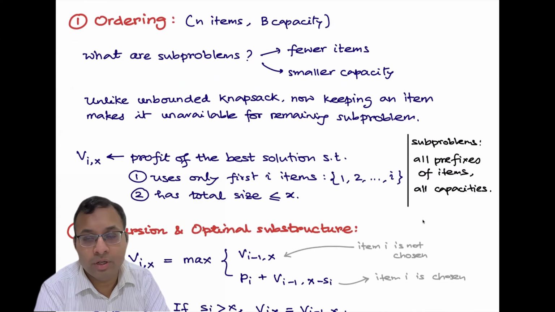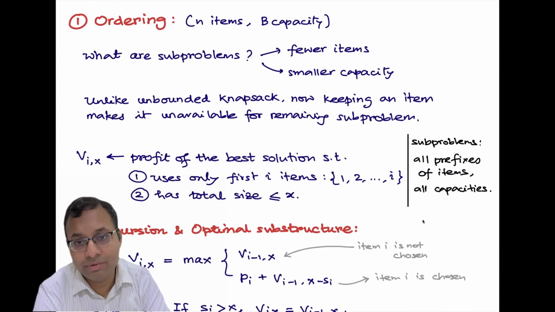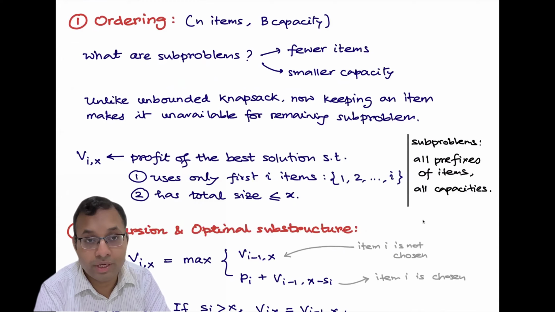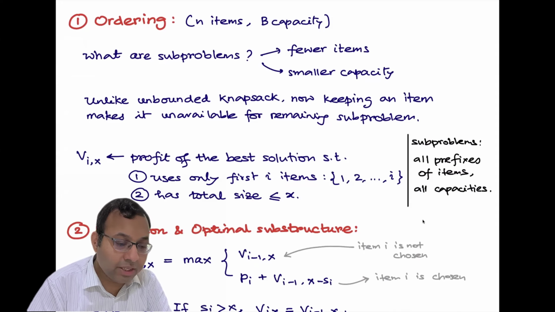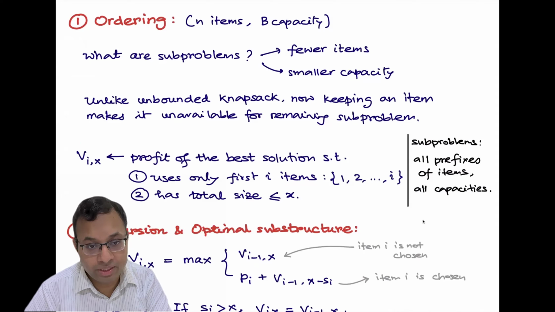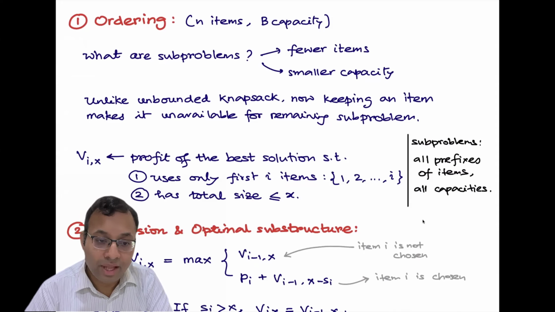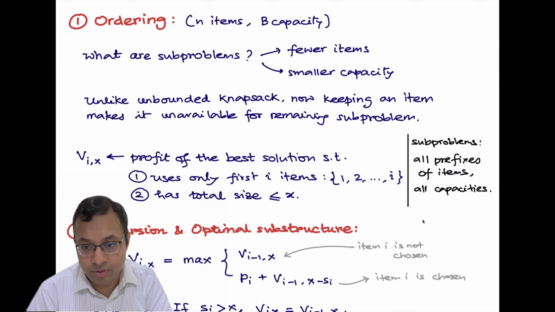In unbounded knapsack, we took smaller capacity and that was fine. We didn't need to take care of the items because all the items were always available, since we can use multiple copies. But now it is more tricky. If we pick an item, because of 0-1 knapsack, we have to ensure that item is not chosen further for the remaining subproblem. So for that, we define V(i,x) to be the profit of the best solution that uses only the first i items, 1 to i, and has total size at most x. Under this, if item i is used, then we go for the subproblem for i minus 1 and item i will not be used further.